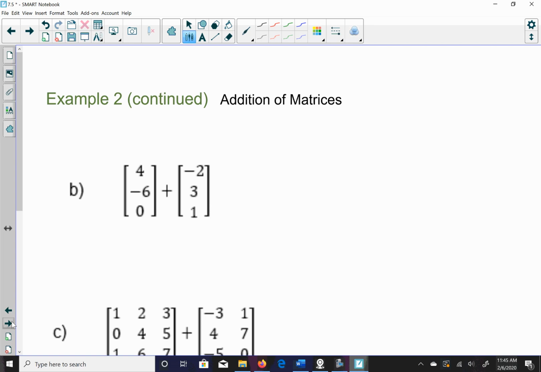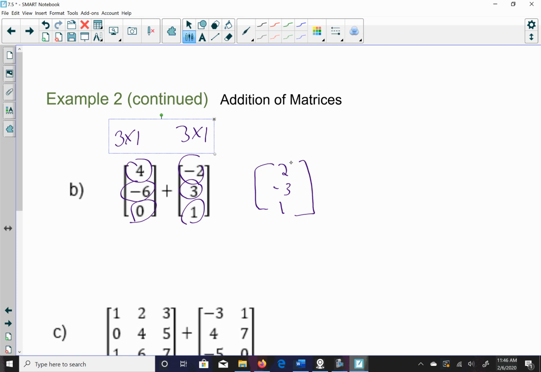So here, for example B, I have 3 rows, 1 column, so I have a 3 by 1. I'm trying to add it to 3 by 1. I can do it. So this one's very simple. I'm just going to add 4 to -2, and I'm going to get +2. -6 plus +3 is -3, 0 plus 1, and I get 1. So my answer is going to be the matrix 2, -3, and 1.